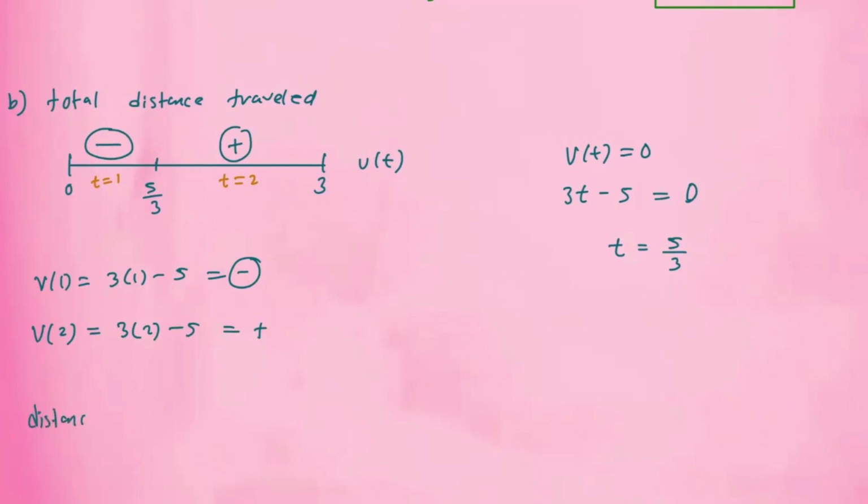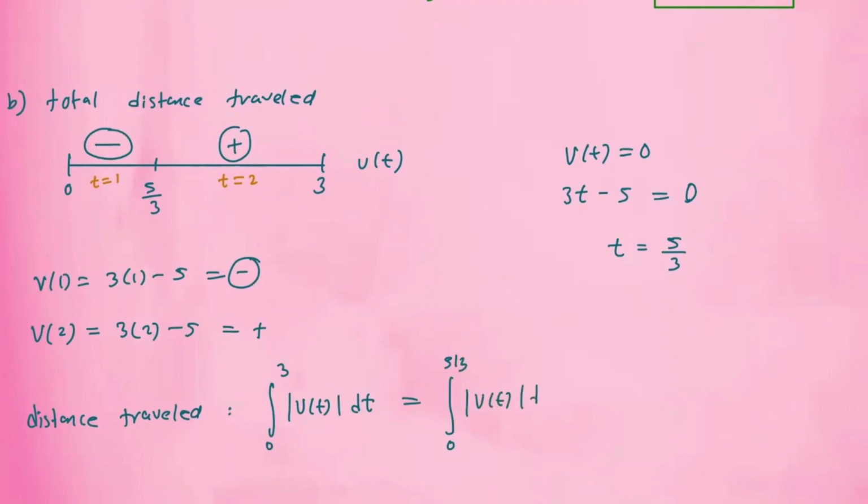So our distance traveled is going to be the integral from 0 to 3 of the absolute value of v of t dt. And this is where we split this up. So from 0 to 5 over 3, we keep the absolute value around v. Then from 5 over 3 to 3, it's positive, so we don't need the absolute value. Your integral can just simply go from 5 over 3 to 3 of the original v of t.